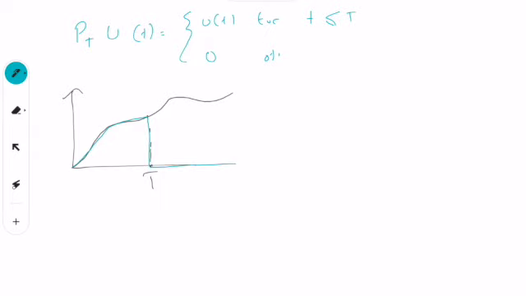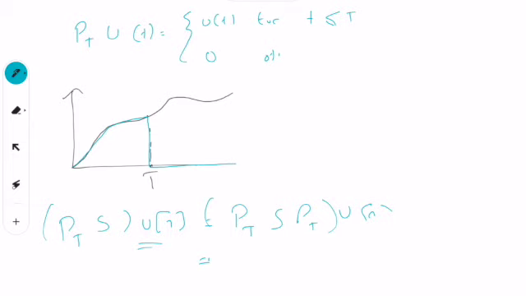Your system S is causal if and only if P_T S u equals P_T S P_T u. It can be a discrete or continuous system, it doesn't matter. So what does it mean? I feed my input to my system and then truncate the output. In the other case, I truncate the input, apply my system, and then truncate the output. If these are equal, your system is causal, and this is an if and only if statement.